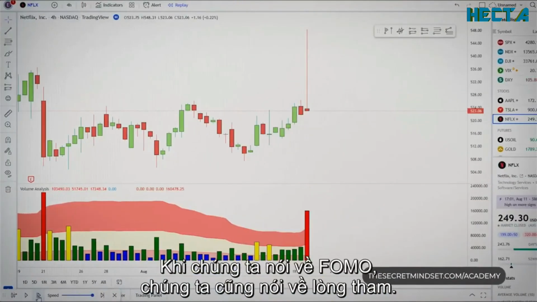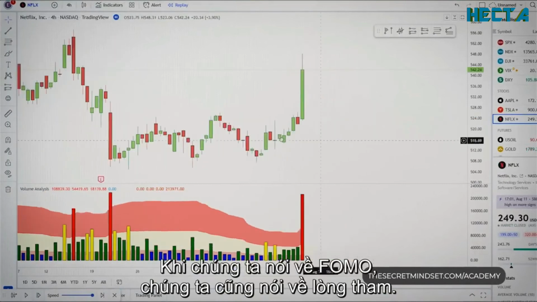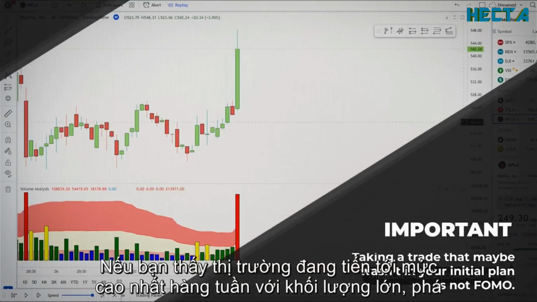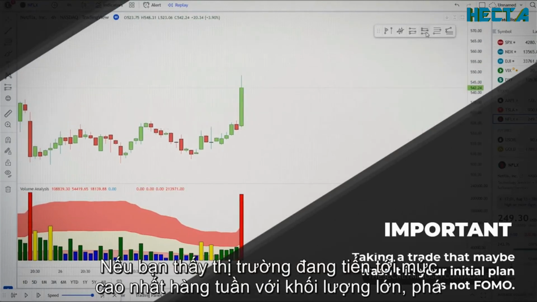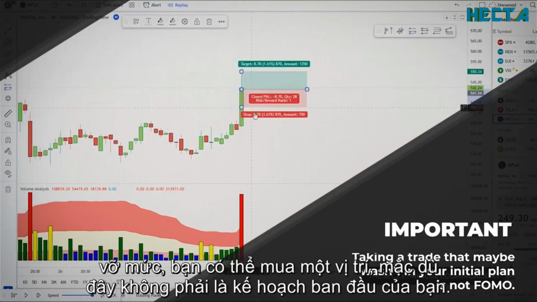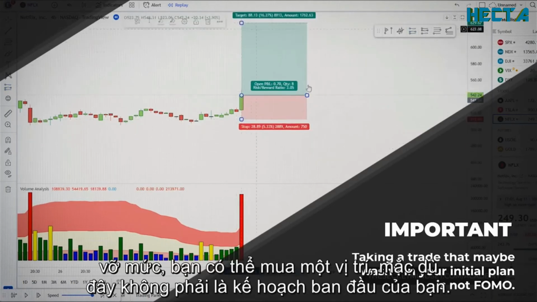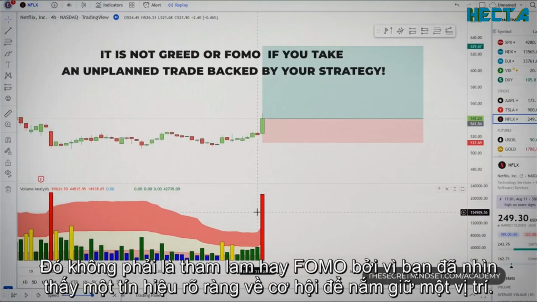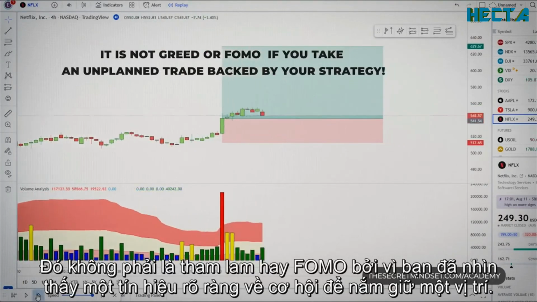When we talk about FOMO, we also talk about greed. If you see that the market is moving toward the weekly high with heavy volume and breaks the level, you might take a position, even though this wasn't your initial plan. And there is nothing wrong with that. It's not greed or FOMO, because you saw a clear signal of opportunity to take a position.